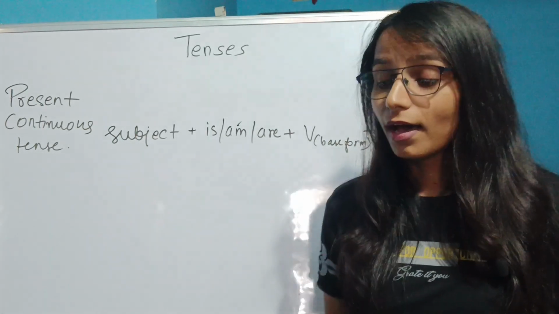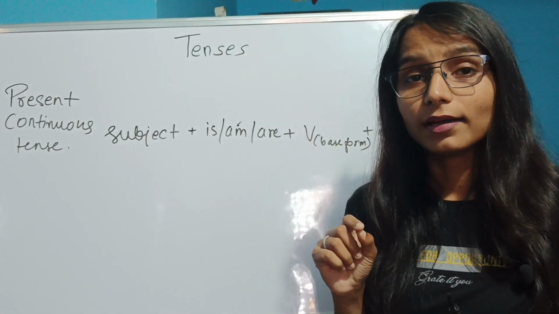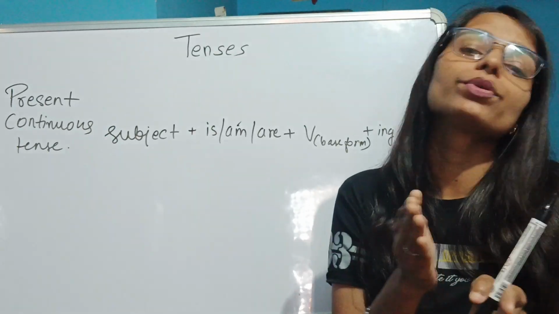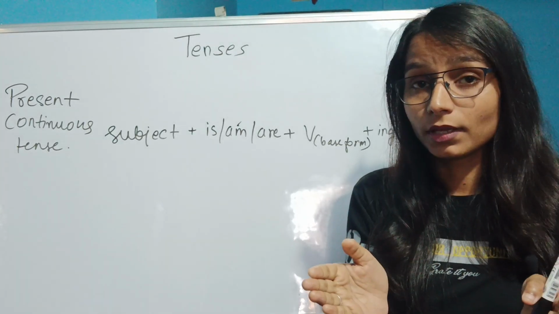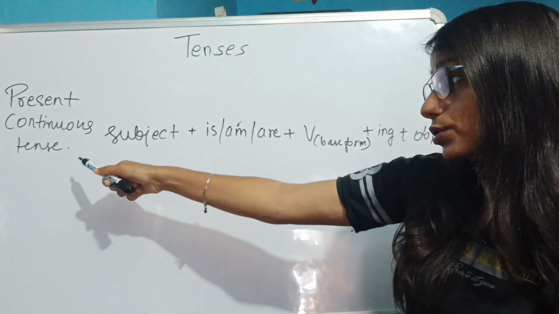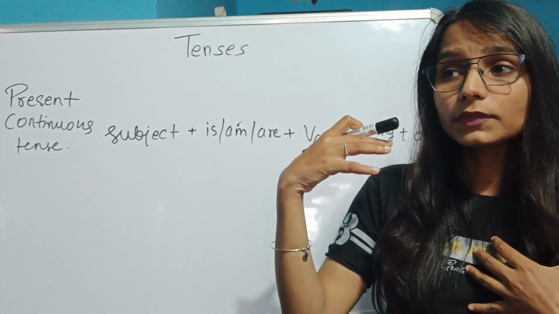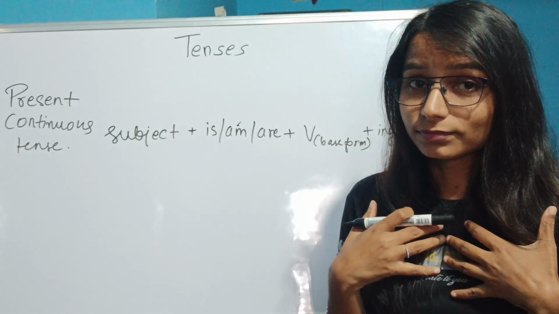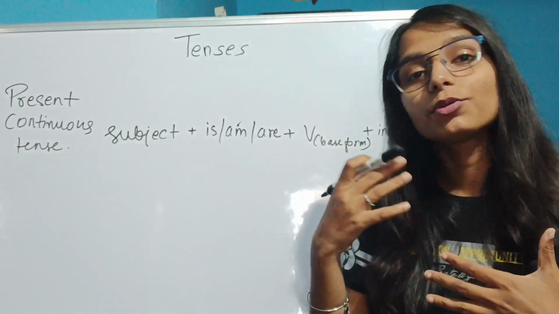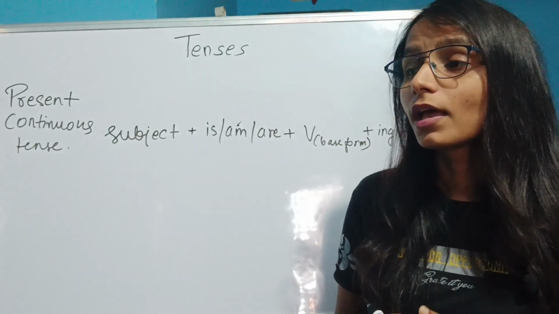I've started. I am eating food when you call. When there is a duration of time and you're doing something, you use present continuous tense, like I was eating or I am eating when you call. जब तुम कॉल करते हो तो मैं खाना खा रही होती हूँ या खा रही हूँ.